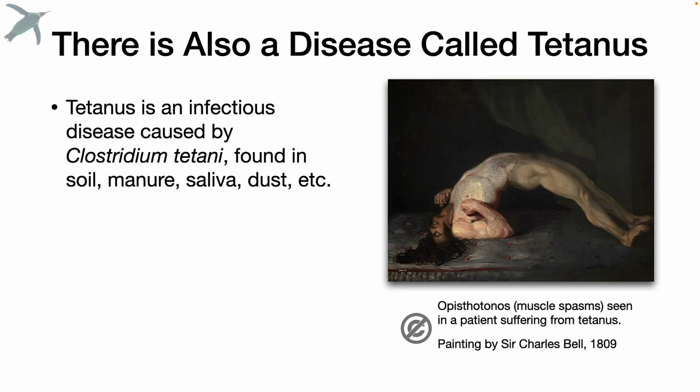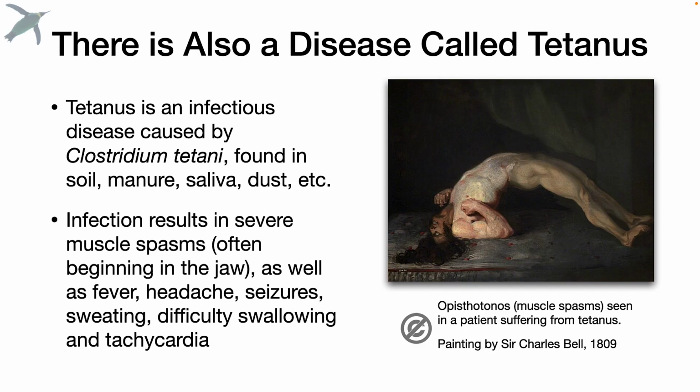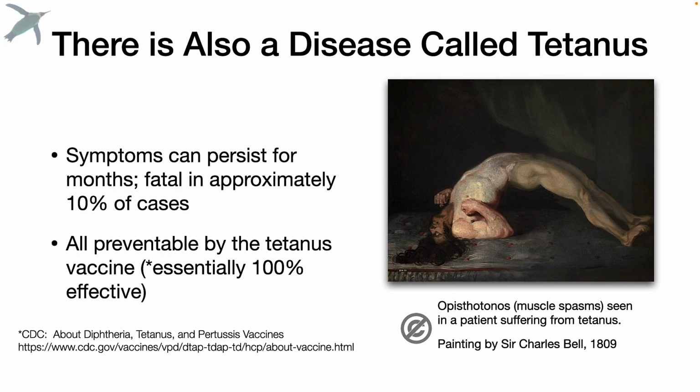Now, I know what you're thinking. Tetanus reminds you of something else. There is also a disease with the same name. So don't be confused by that. Tetanus is a very serious condition. It results in severe muscle spasms, usually beginning in the jaw, which is where it gets the street name lockjaw. Symptoms can last for weeks or months. We see generally a 10% lethality, and it is all prevented by the tetanus vaccine.